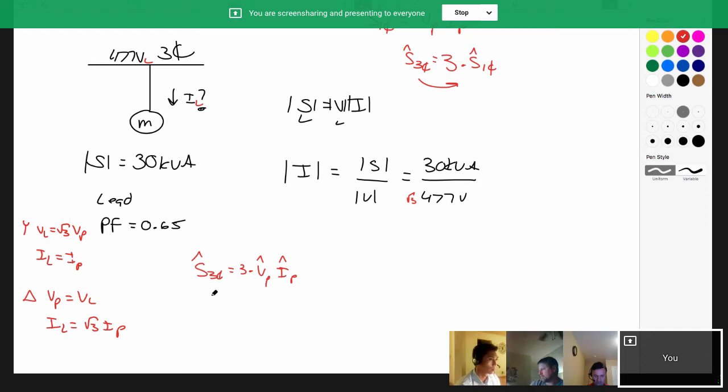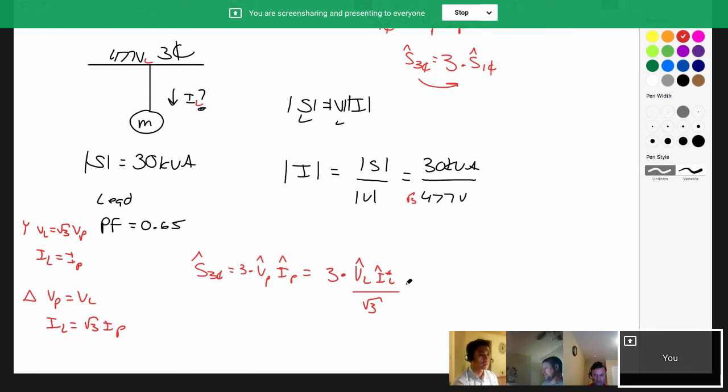So it doesn't matter if it's a Y or delta, we're going to have 3 times VL IL conjugate divided by the square root 3, right? Does everyone see where we got that? A lot of people get hung up on whether it's a Y or a delta. That square root 3 multiplier is still going to act the same way.